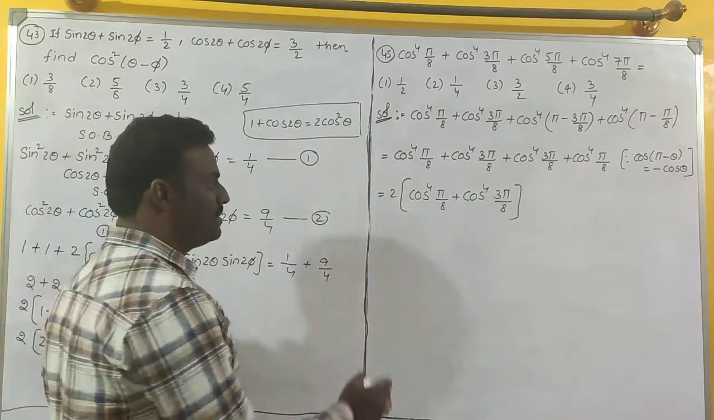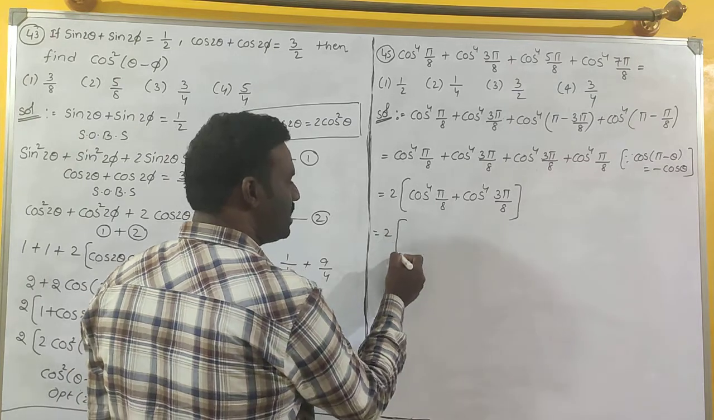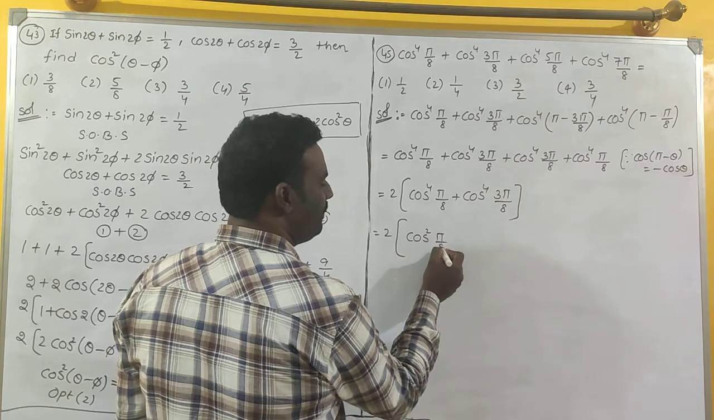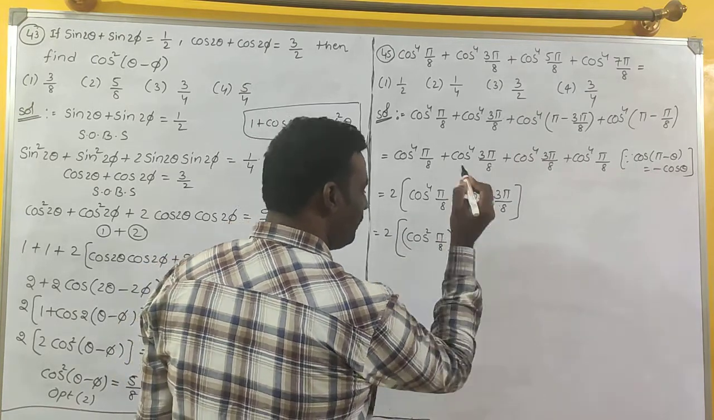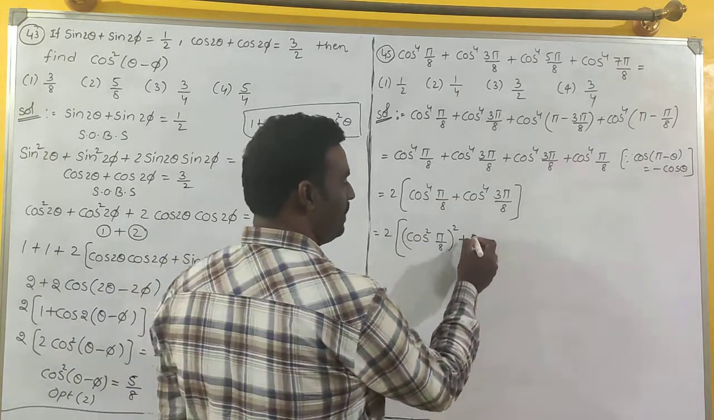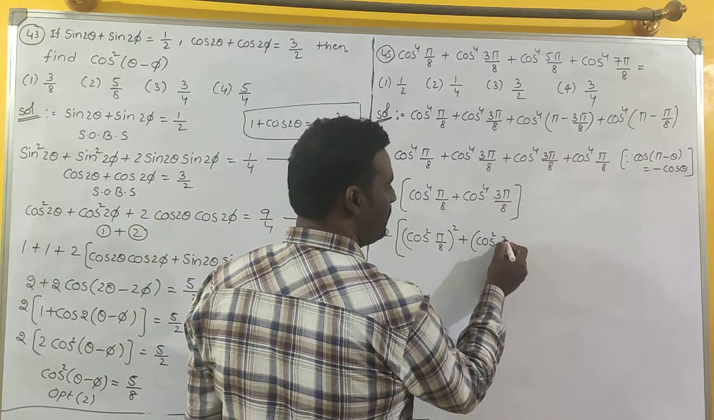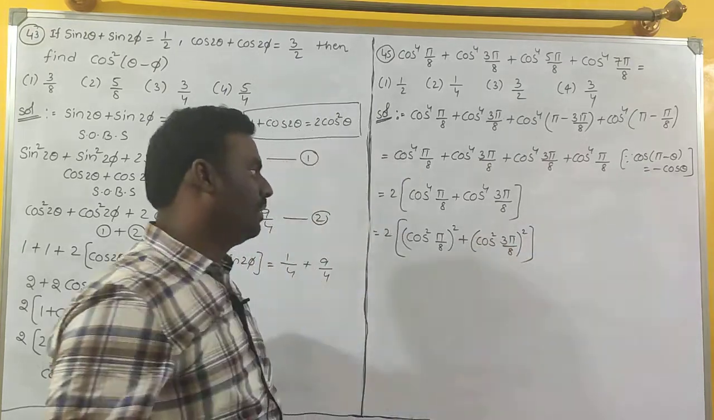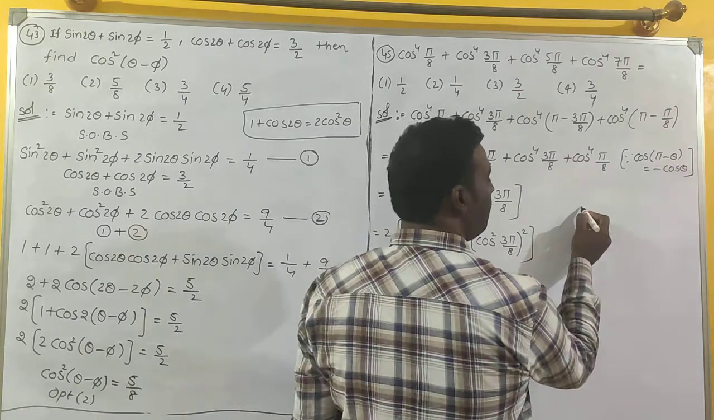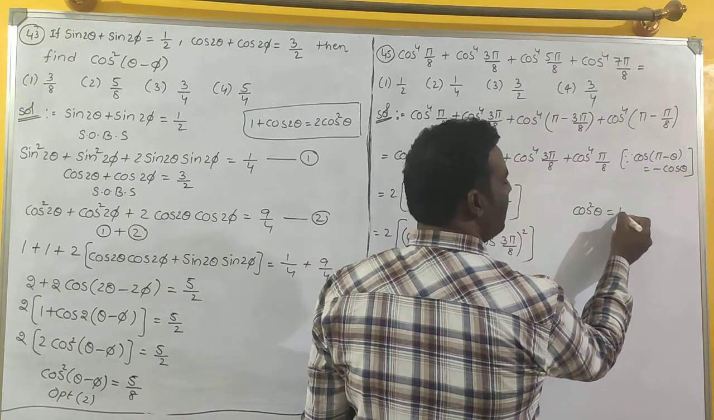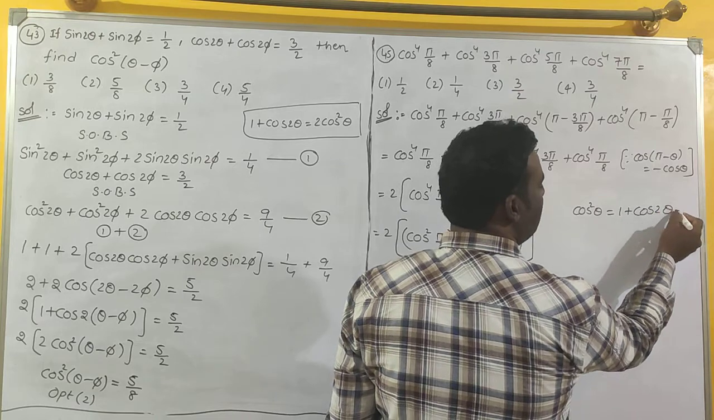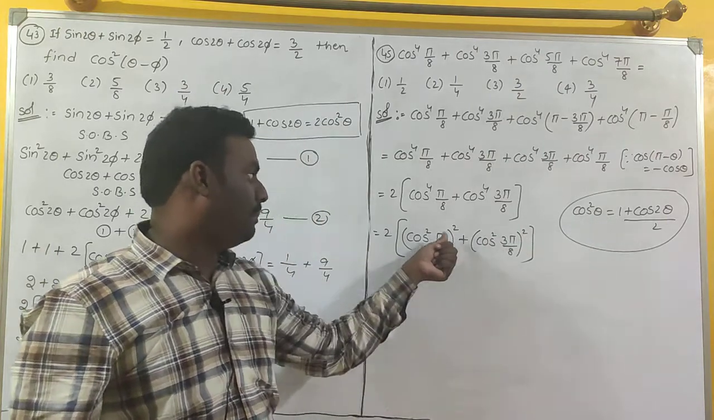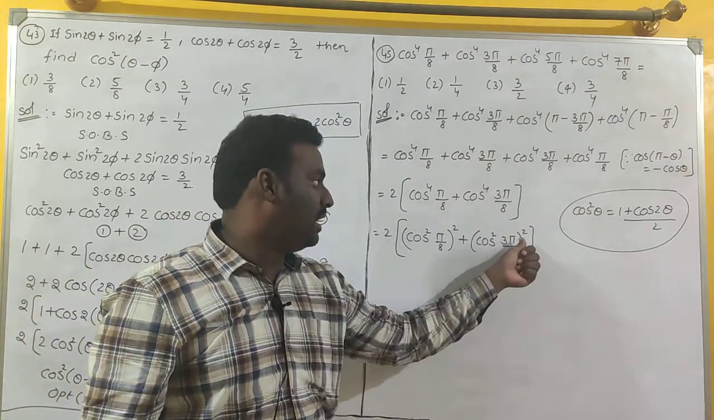Now it can be written as 2 into this cos power 4 pi by 8 can be written as (cos square pi by 8) whole square, and this can be written as (cos square 3 pi by 8) whole square. Now here we have one formula. Cos square theta can be written as (1 plus cos 2 theta) by 2. In place of theta, pi by 8 is there. In place of theta, 3 pi by 8 is there.